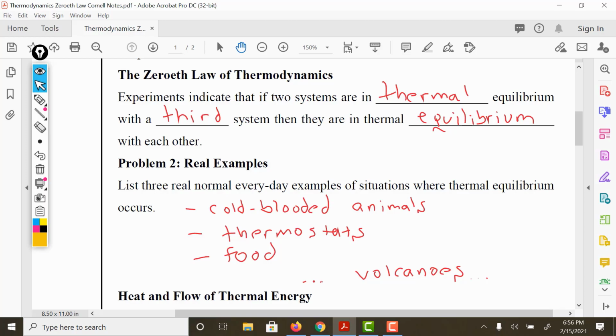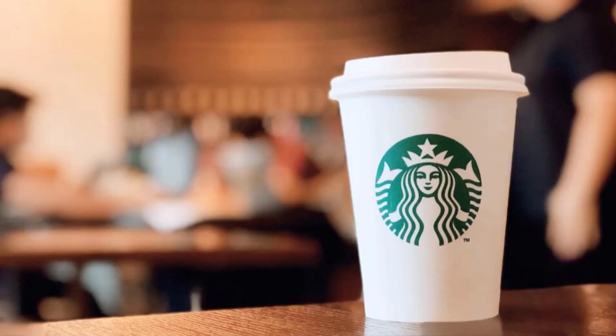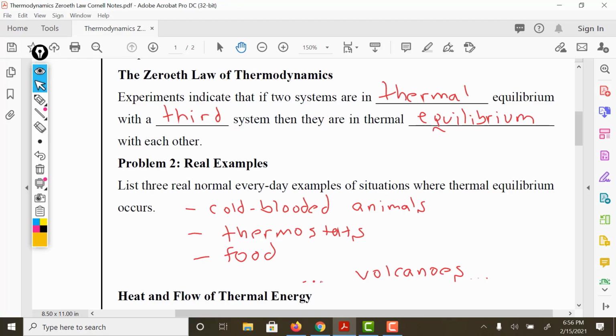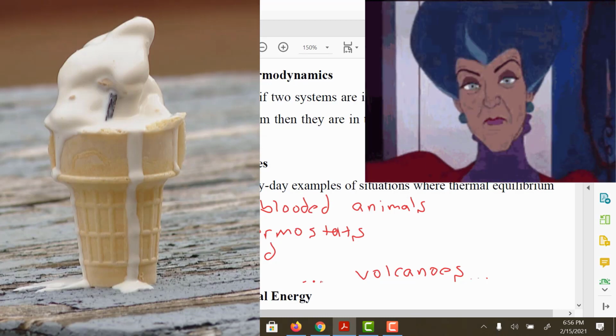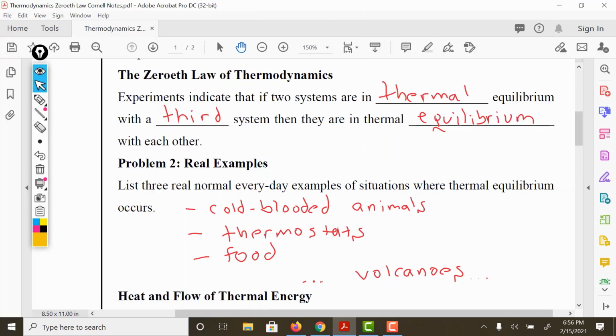Food. So if you ever took a hot bowl of soup or hot cocoa and you left it outside for too long, you came back and you realized it was cold. Well, it wasn't really cold. It was cold relative to its original temperature, but it released its heat to the environment, and so it would be what we call room temperature. When an item, an object such as food, is at room temperature, what we're really saying is that it's in thermal equilibrium and experiencing the zeroth law of thermodynamics.